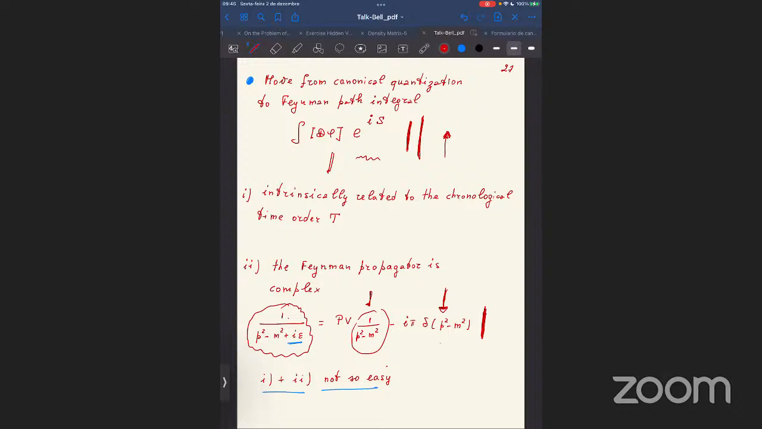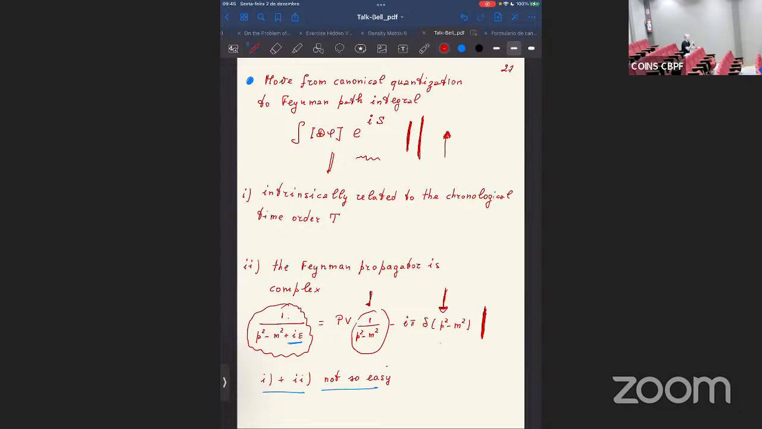So if I'm allowed to ask a very short second question, do you expect anything profoundly new from gauge fields, and in particular non-abelian gauge fields, in this kind of formulation?